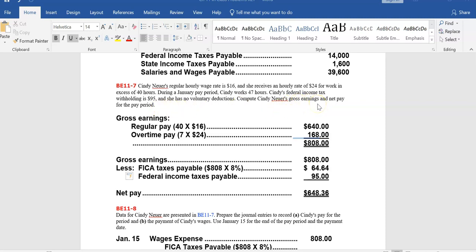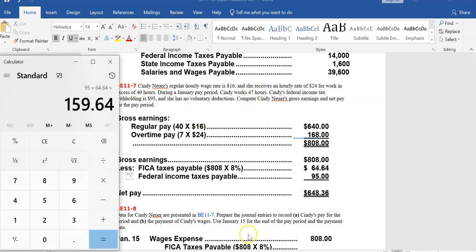Gross earnings are the amount of earnings before any withholdings, and net pay is the amount of pay after withholdings, and that's the amount that will actually go into the employee's bank account. Gross earnings are going to be 40 hours at the regular rate. So 40 hours times 16, regular pay is $640. She had an additional 7 hours over the 40 hours, which will be paid at time and a half. Her regular rate is $24.